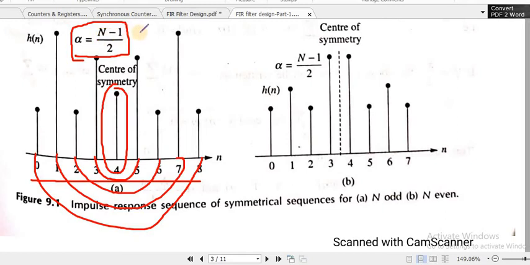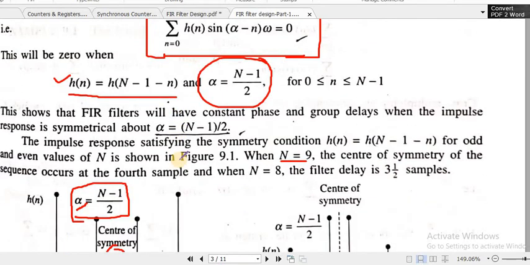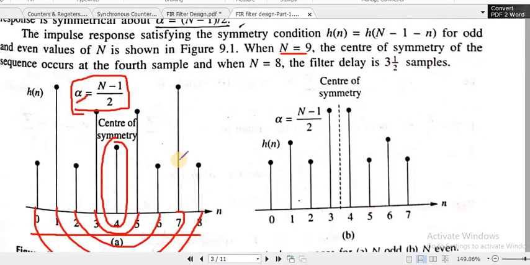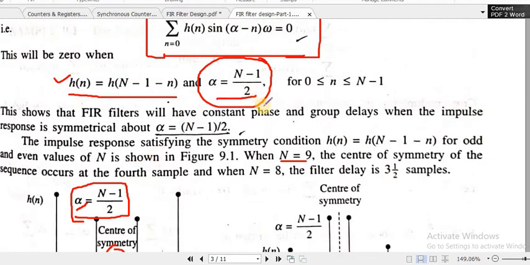In case this n is 9, so 9 minus 1 is 8, 8 by 2, so alpha is 4. So the center of symmetricity is 4. What we can conclude is that if the system is linear phase, and obviously if the phase delay and group delay are constant, then we can say that the FIR filter is symmetric about a point, and this center of symmetricity is defined by this rule, alpha is equal to (N minus 1) by 2.